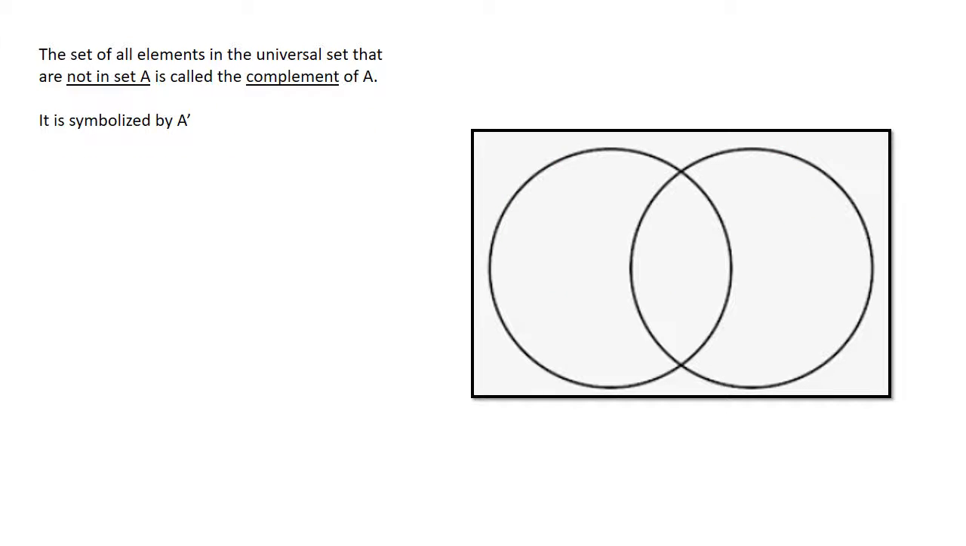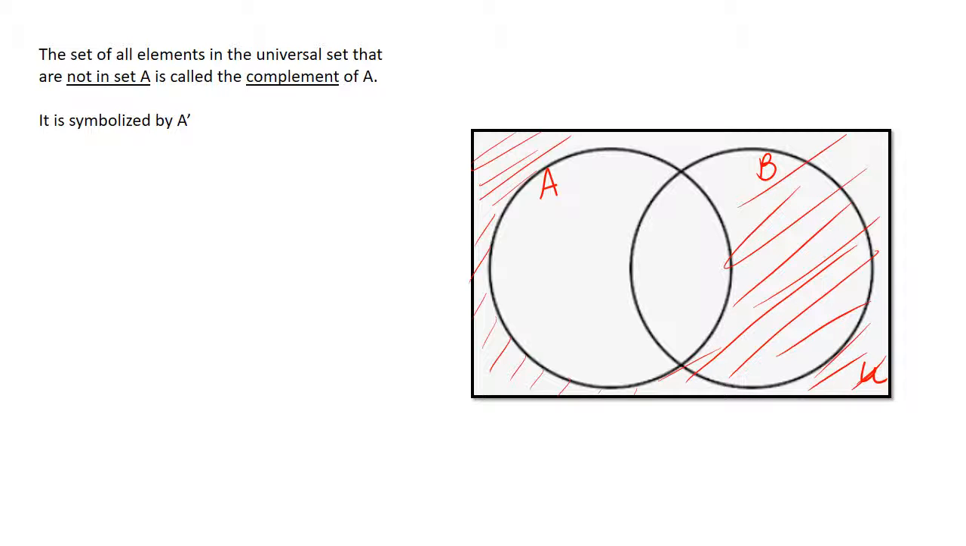Now, the set of all elements in the universe that's not in the set A is called the complement of A. Here would be set A and set B, and the box, the rectangle, represents the universe or the universal set. The complement of A is everything outside of A. So if I went in here to shade the complement of A, I would have to shade everything outside of that circle. The complement of A is represented by A with the accent or the prime mark.